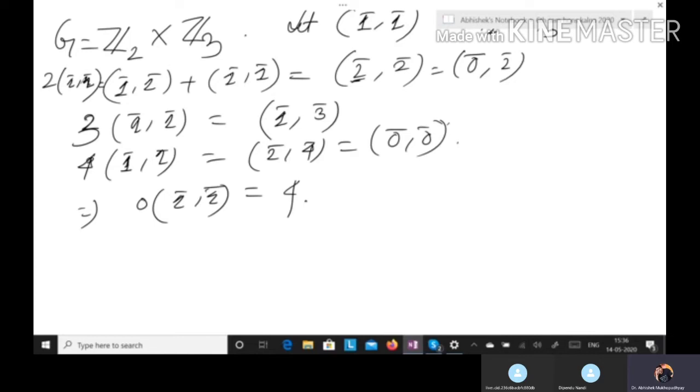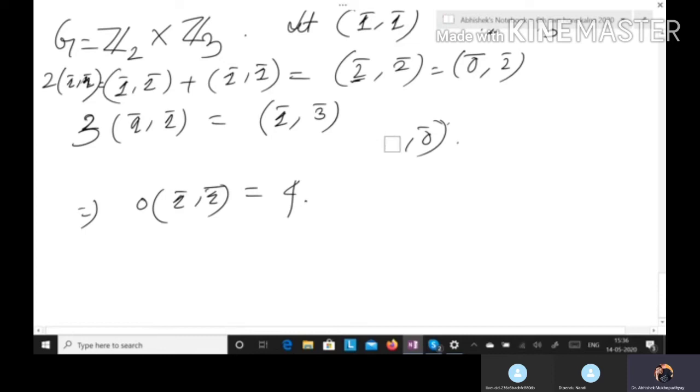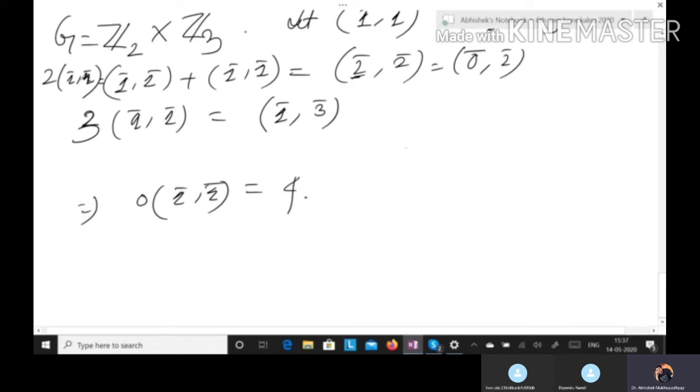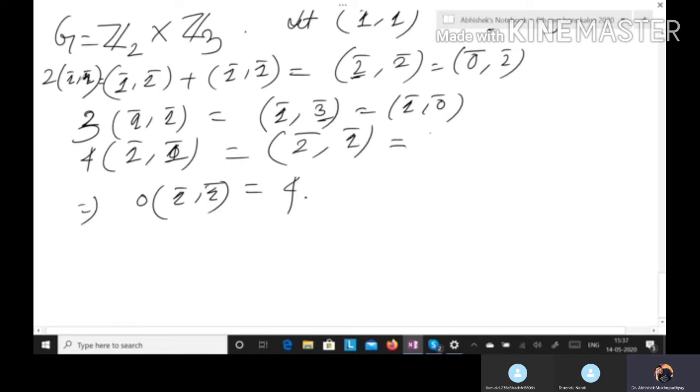Oh, sorry. I made a mistake. So this is 0. Sorry. Since this 3 class is in Z3, so it is 1 plus 0 class. Now if we add them again, 1 plus, so it is 2 class and it is again 1 class. So it is 0 class, 1 plus.